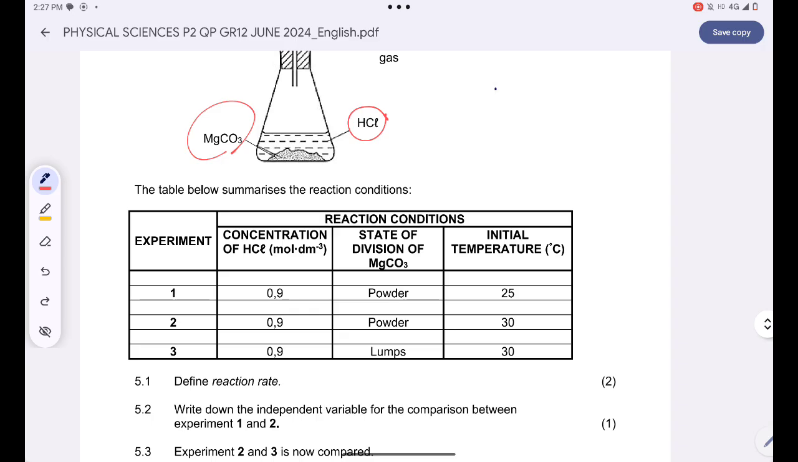Firstly, they want us to define the rate of reaction. Rate of reaction, guys, is just the change in the concentration of reactants per unit time, or you can say it's the change of the concentration of products per unit time.